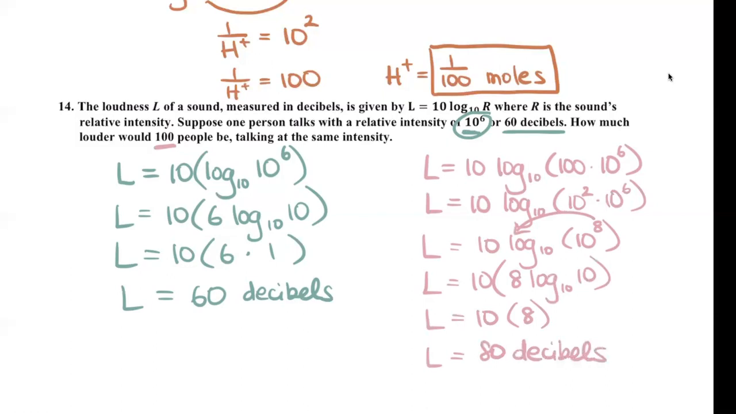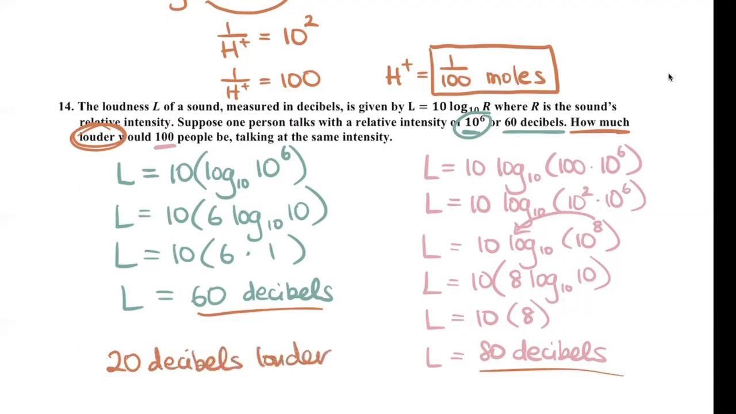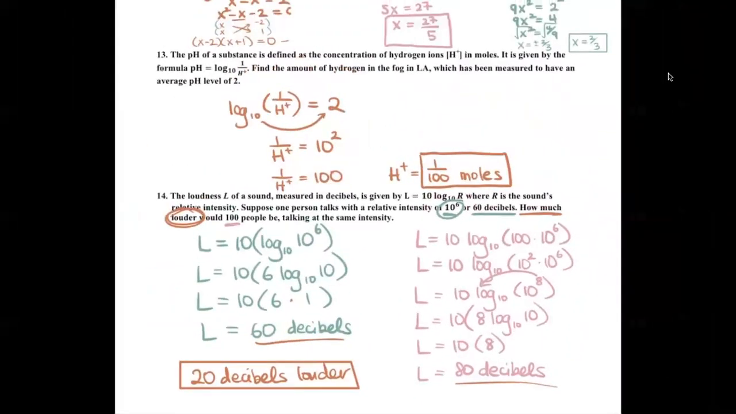All right, now they do something really sneaky here. It actually says how much louder, right? How much louder. So if you're going from 60 decibels to 80 decibels, that is 20 decibels louder. All right, so sneaky, sneaky. Always check the question before you box your answer. All right, guys, good job. That is lesson 7.5.